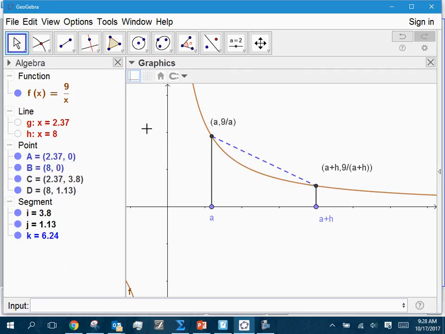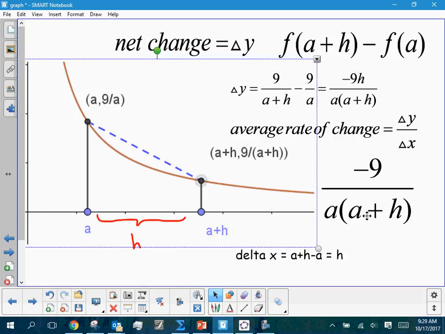Okay? And here's the idea. Here's the reason why we want this to happen. In calculus, we want that h value to become very, very small. We want the distance between the two points to be infinitely small. Okay? So we say that we're interested in something like the limit of our average rate of change. So the limit of delta y over delta x as delta x becomes close to 0. Okay?